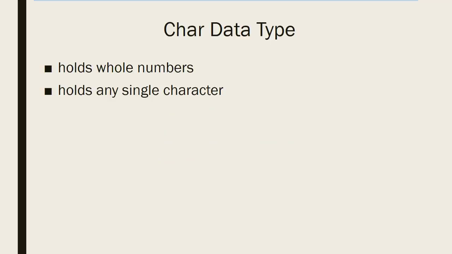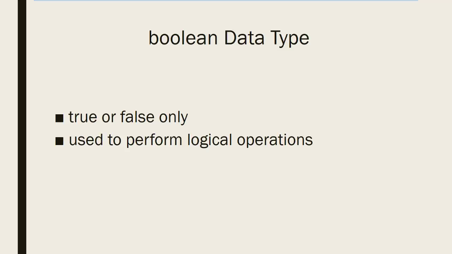Let us discuss the char data type again. As I have mentioned, this data type can hold a whole number and is also unique. That is because it can also hold any single character that you see on your keyboard. That would include all the letters, numbers, and special characters. Next, we have the Boolean data type. This data type is mainly used for logical purposes, and it can only hold a true or false value.